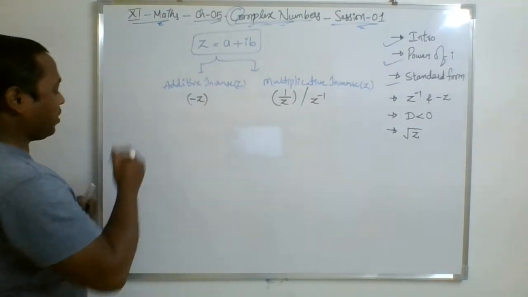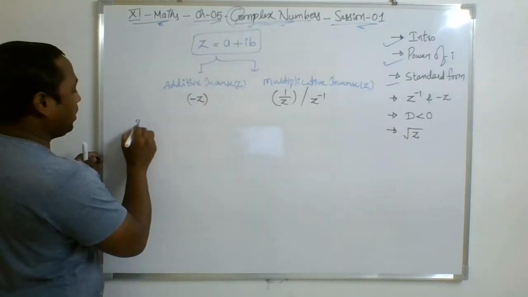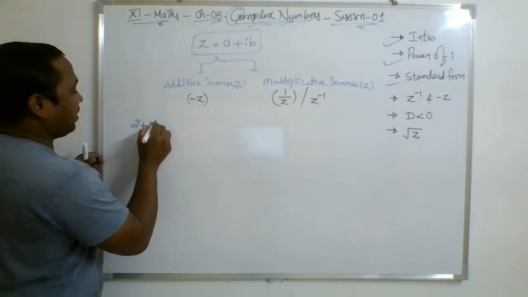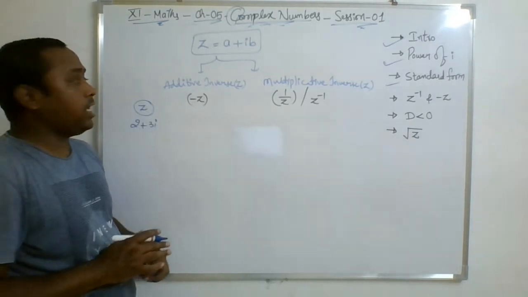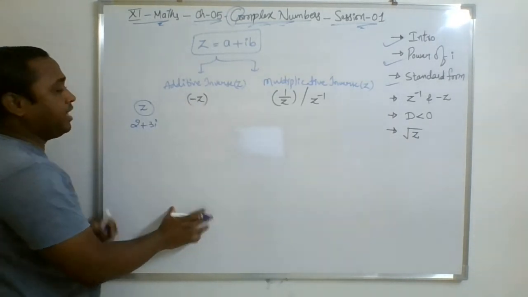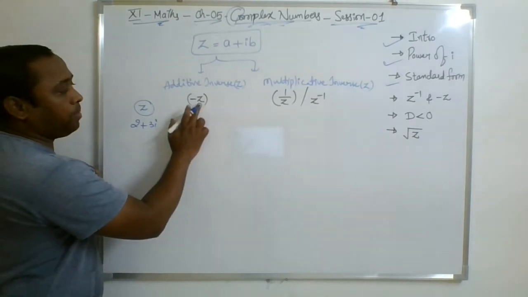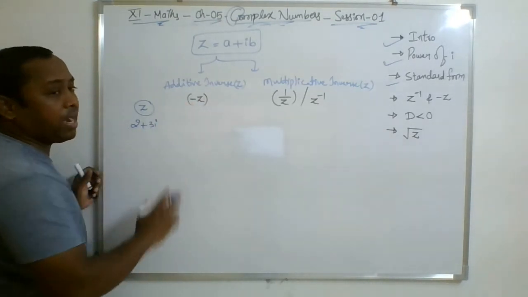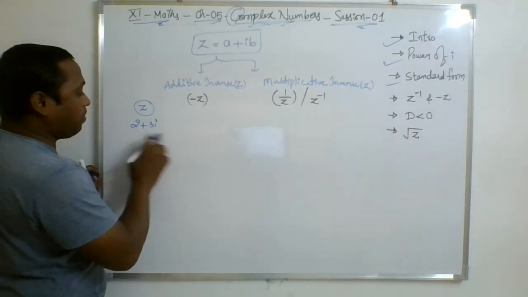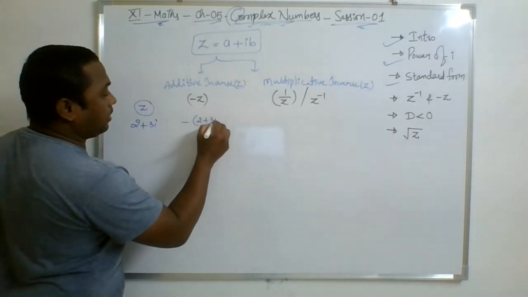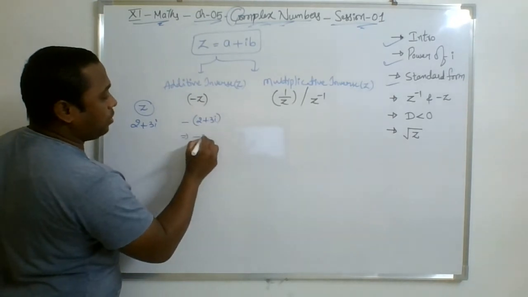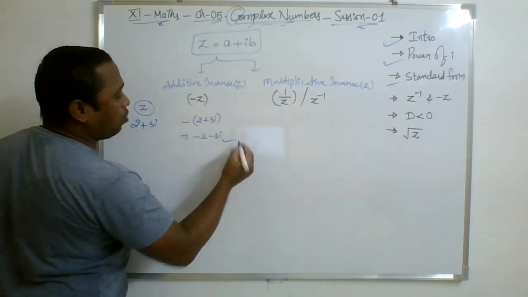Now I am taking one question here. 2 + 3i is a complex number, right? Now I want to find its additive inverse. So additive inverse means the entire complex number is multiplied by minus 1. So if you multiply with the minus sign, that is minus of (2 + 3i), which is equal to minus 2 minus 3i. Over.